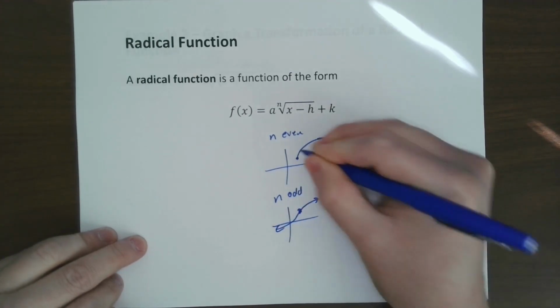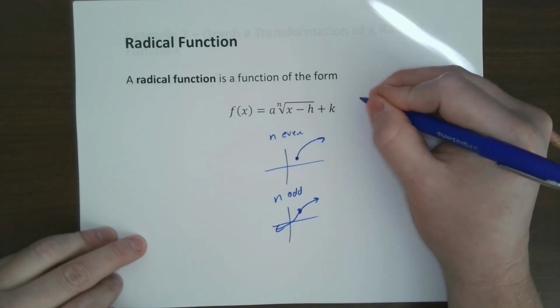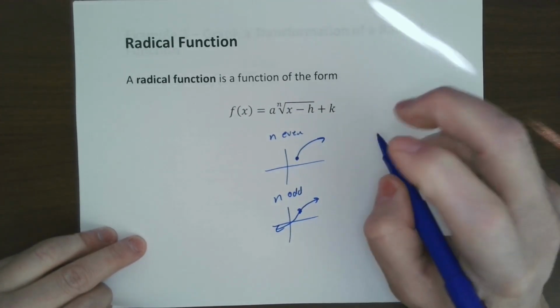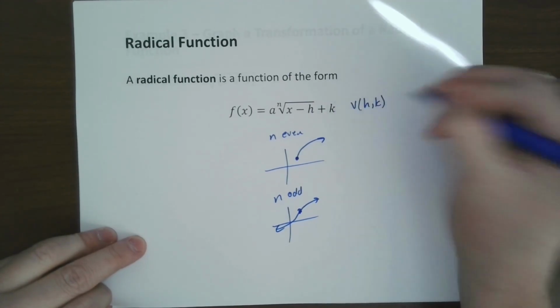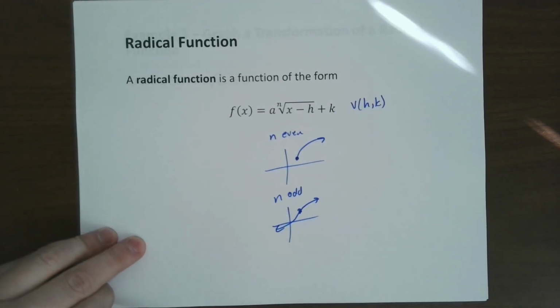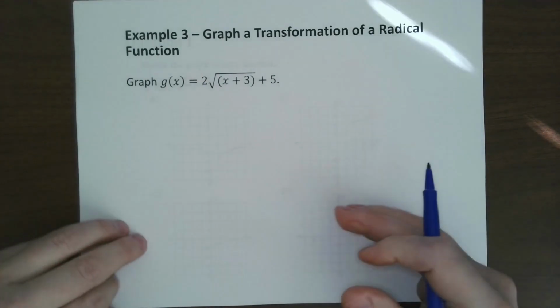Now, this point I'm marking right here is your (h, k). That's a starting point, if you will, or vertex is (h, k). I'm going to call it vertex from here on out. So that's what we're looking for. So to graph these things, all we do is find (h, k), and then we go from there.